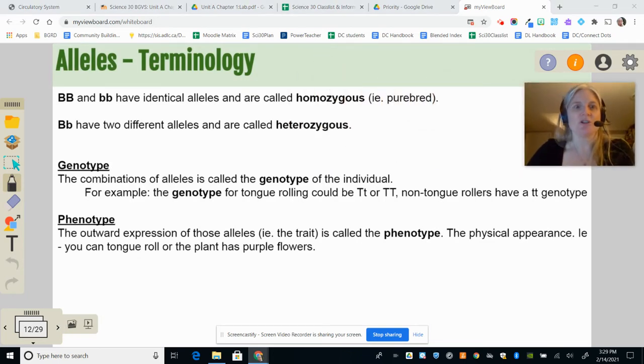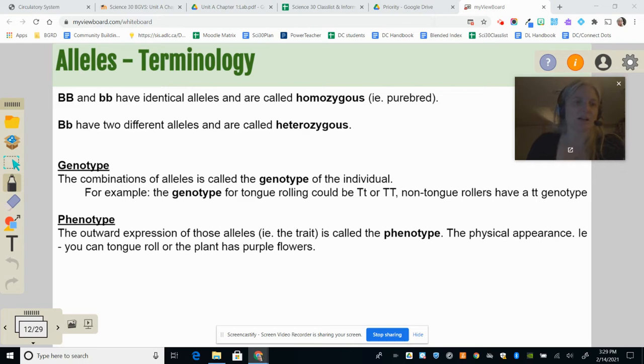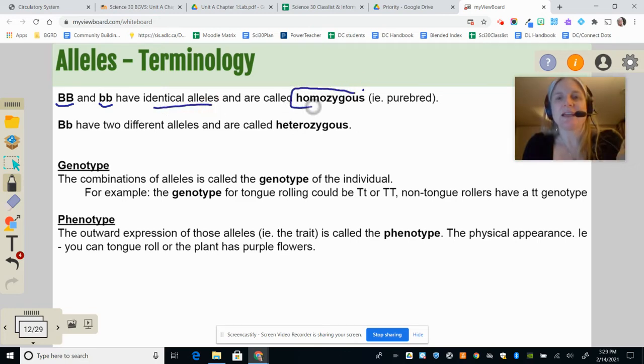Alrighty, some more terminology. Okay, so now we've talked about the different possible alleles and the way they group together. So we can have two dominant alleles and two recessive alleles together like that. See how when they're the same, so two big B's or two little b's. When we have identical alleles, we call this homozygous.